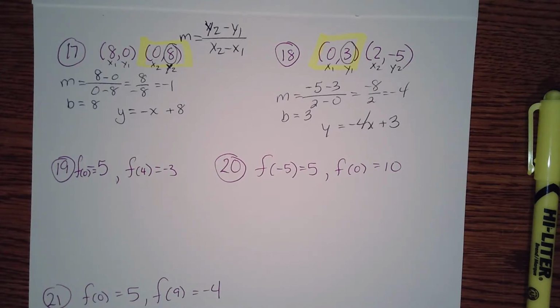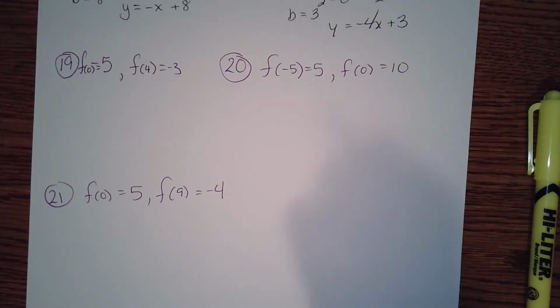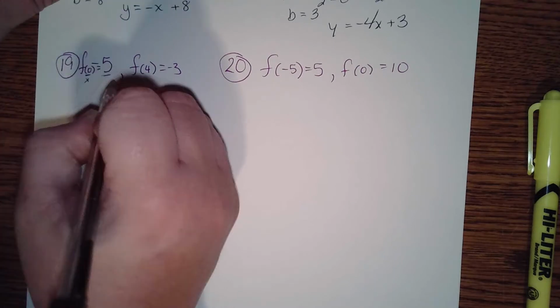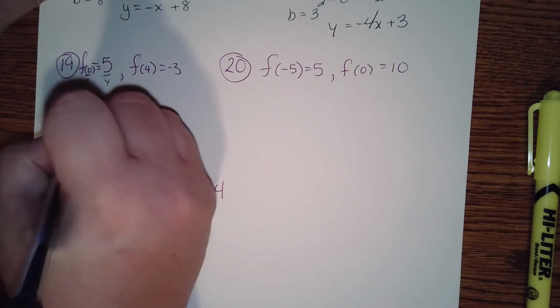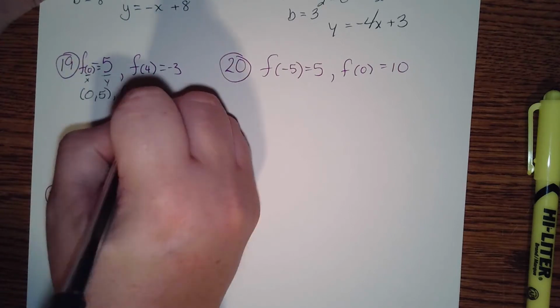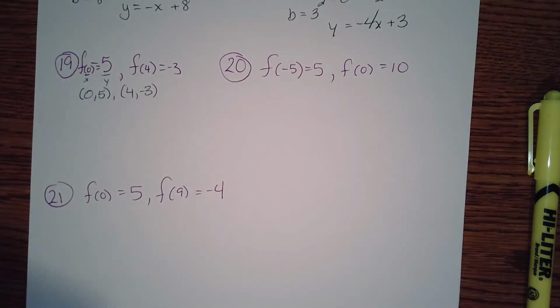All right, excellent. Now, 19 through 24 is just an exercise of understanding what f of x really stands for. So what I'm saying is if I put a number in for x, this is what I will get. So really all I'm saying is that number's x and that number's y. So think of this as x and this is y. So I'm saying I have (0, 5) and I have (4, -3). And I'm asking you to still write the equation.